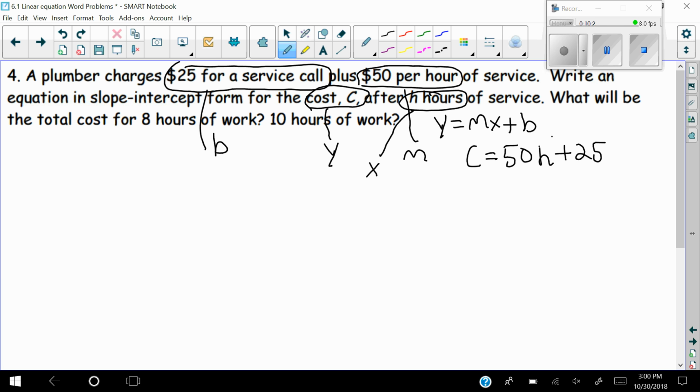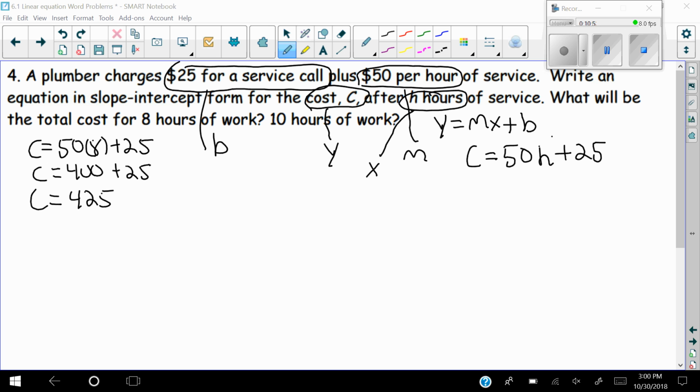Now, it says, what would the total cost be after 8 hours of work? So I'm going to do that one first. So I'm going to plug in the 8 hours into my formula. So that's going to be C is equal to 50 times 8 plus 25. Right? And I keep working it from there, and I have C is equal to 400 plus 25, and C is equal to 425. All right, so in 8 hours, he's going to make $425.